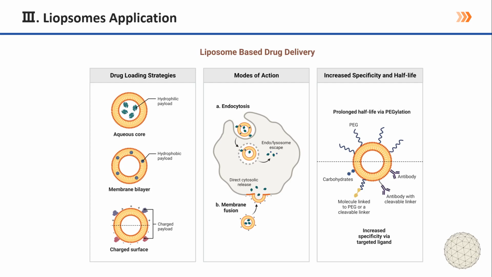Increasing specificity through targeting ligands is another important advantage of liposome drug delivery. We can connect specific targeting ligands, such as antibodies, carbohydrates, etc., to the surface of liposomes. These targeting ligands can recognize and bind to receptors on the surface of target cells, so that the liposomes.